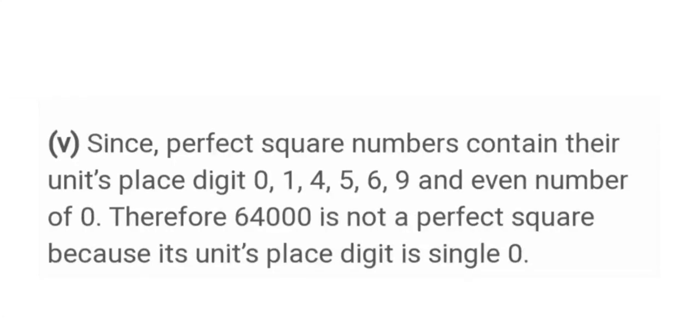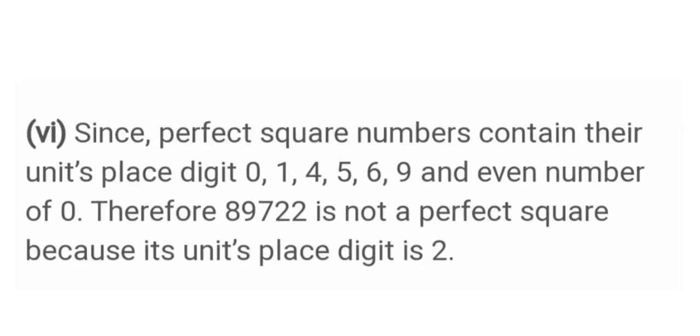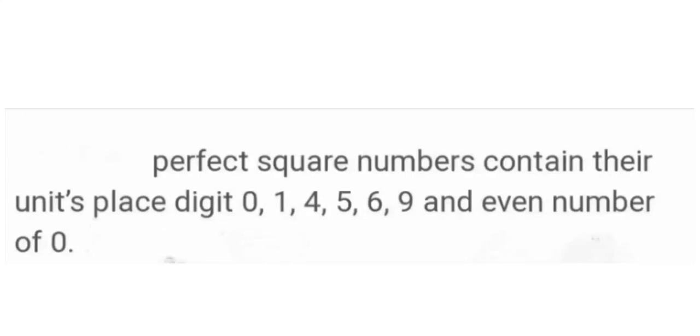Next one, 64000. Now here the ones digit is 0, but how many times? It is 3 times. That's why it's not a perfect square. See the next one, 89722. Here unit place digit is 2, so it's not a perfect square. So scholars, what you have to remember, you have to see the ones place digit should be 0, 1, 5, 6 or 9. Then only you can say the numbers are perfect squares.